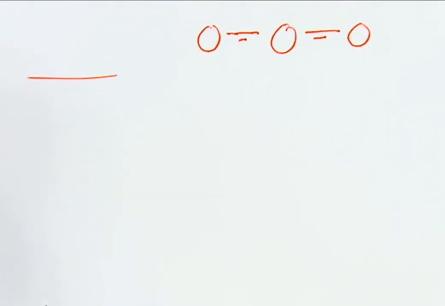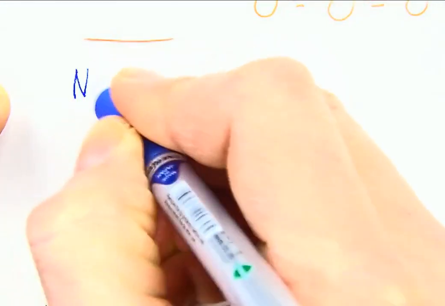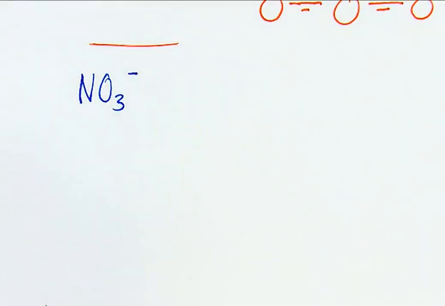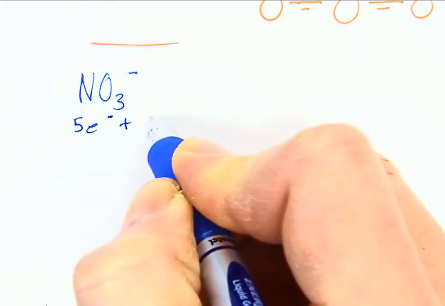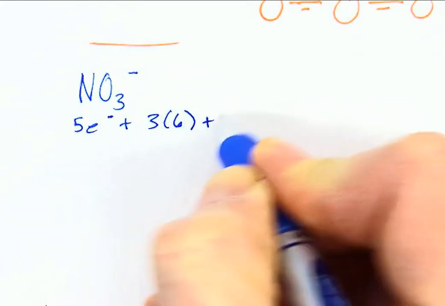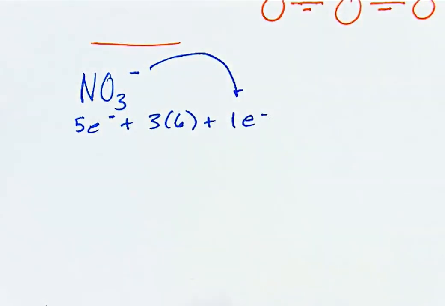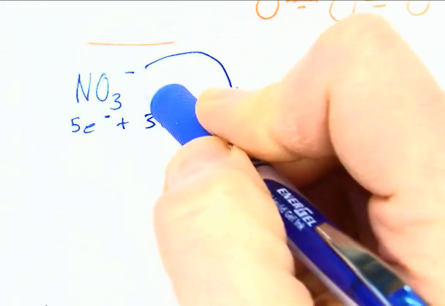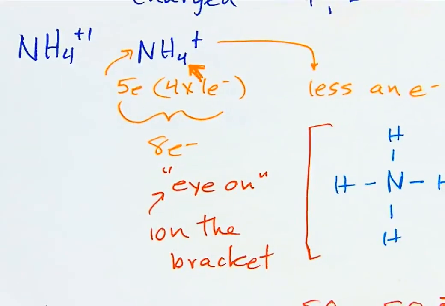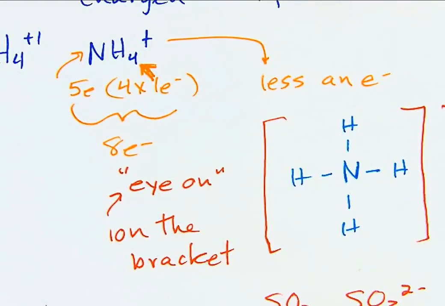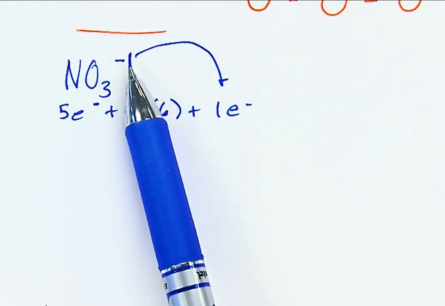Let's take the toughest example that you're going to see. This is like carbonate, which we talked about before. The nitrate ion, NO3, has 5 electrons plus 3 times 6. And this time, because it's a negative, we get 1 more electron. That's how we do it with ions. Okay? That -1 means you have an extra electron. We had ammonium, we had a +1, so we count less. But now we have nitrate with a -1.